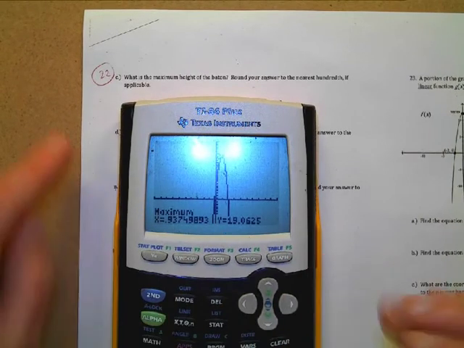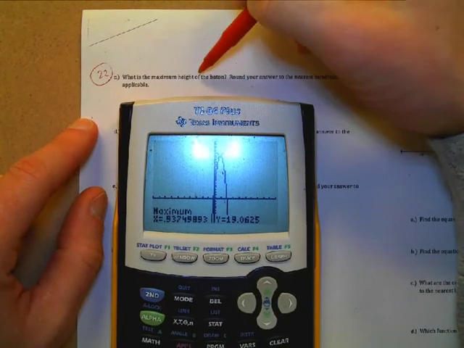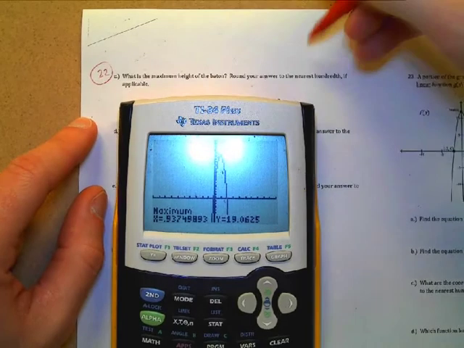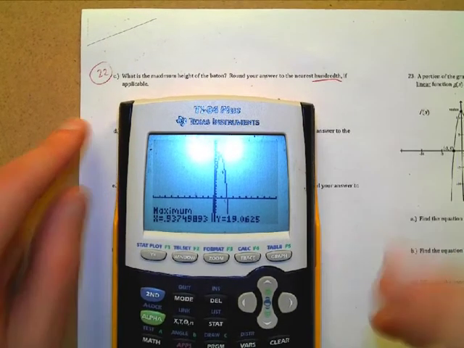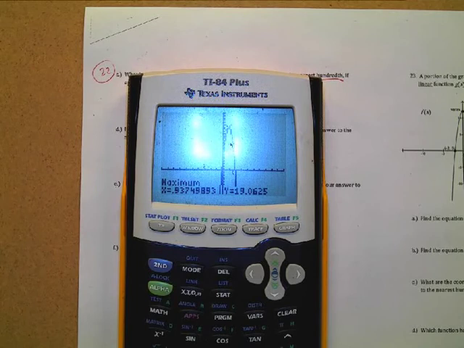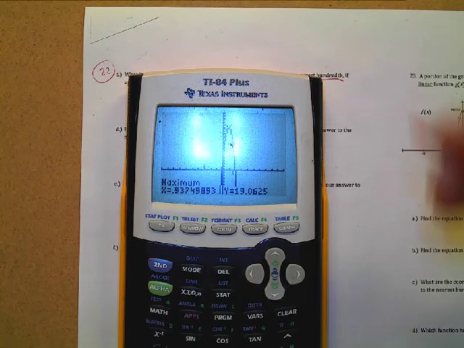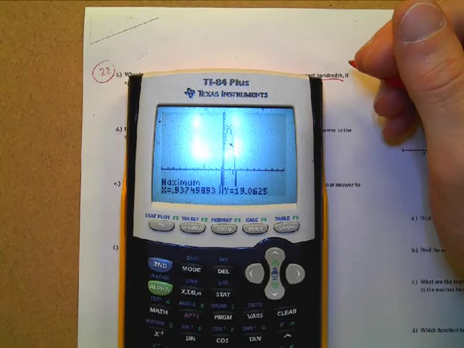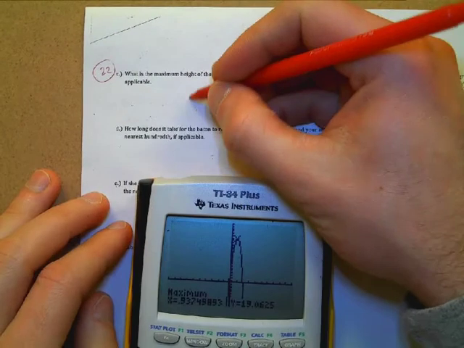It says, what is the maximum height? Round your answer to the nearest hundredth. So which one of these numbers here is representing the height of the baton? The Y. Okay, what is this rounded to the nearest hundredth? Hundredth is how many decimal places? So what would this be rounded to the nearest 2 decimal places? 19.06.